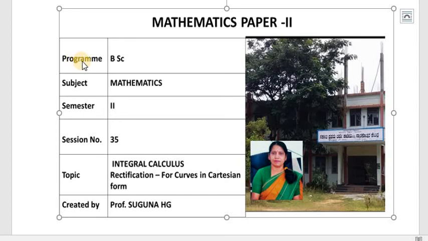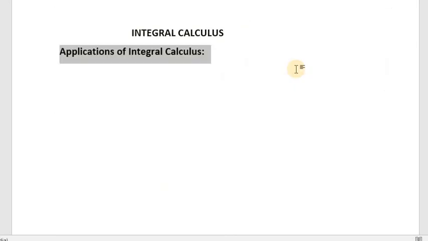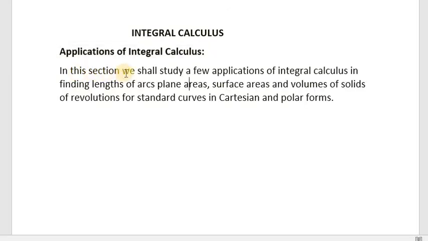In this video, I am presenting integral calculus rectification for curves in Cartesian form. Integral calculus, applications of integral calculus. In this section, we shall study a few applications of integral calculus in finding length of arcs, plane areas, surface areas, and volume of the solids of revolution for standard curves in Cartesian and polar forms.